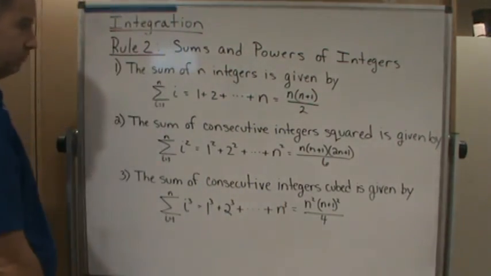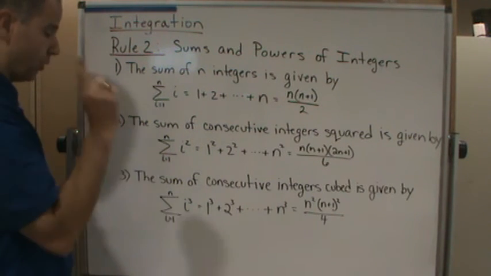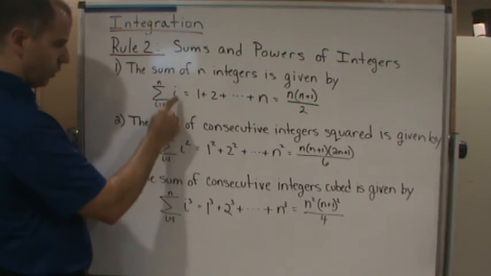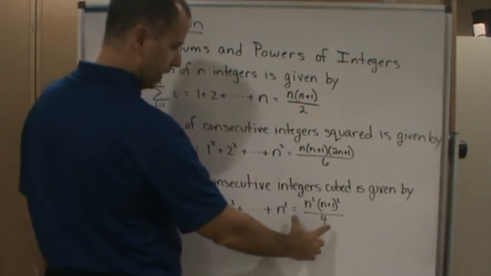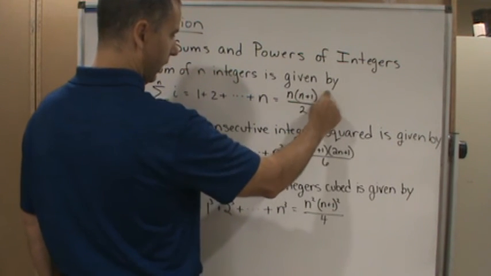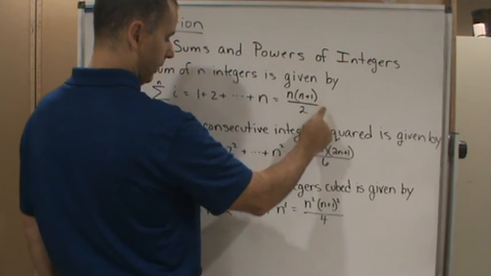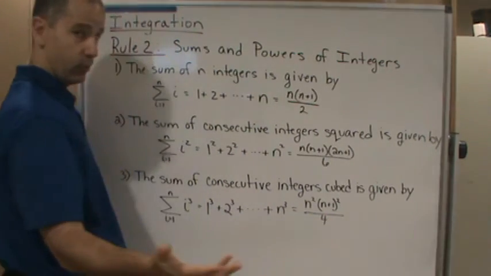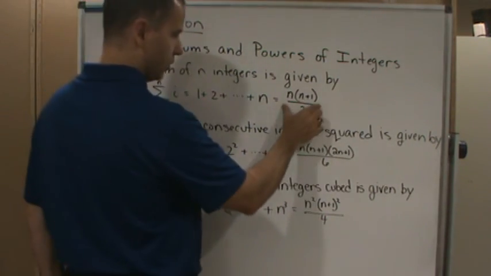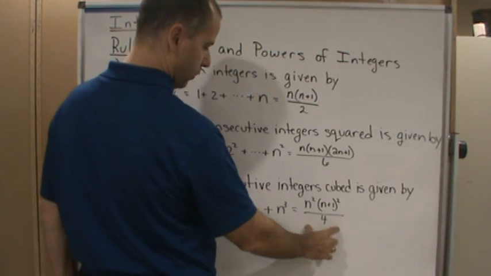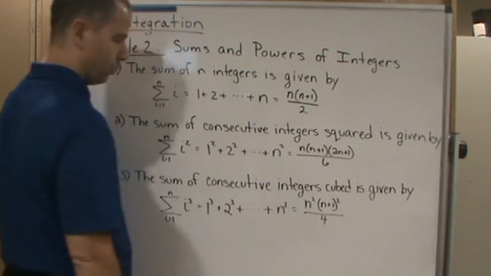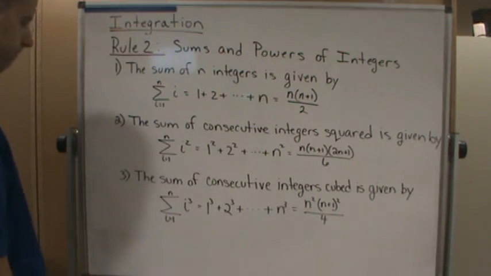Okay, so in other words, notice something. To go from this one to this one, all we did was square this whole thing. So that's another way to remember this. The difference between ones and cubed is that you just take the formula here and square it, and you get n squared times n plus 1 squared over 2 squared, which is 4.